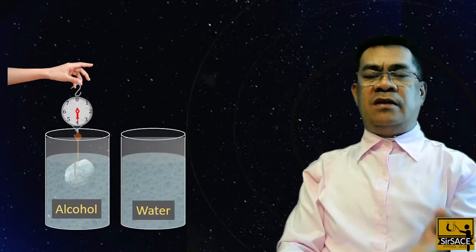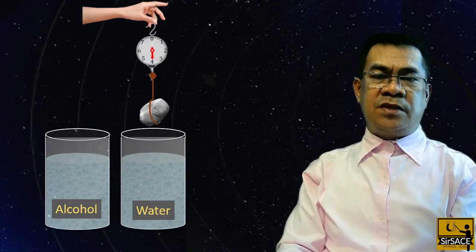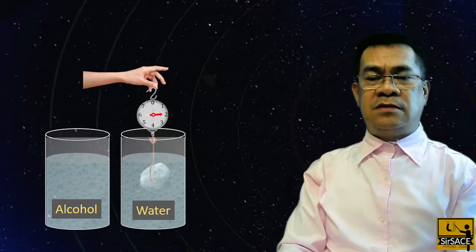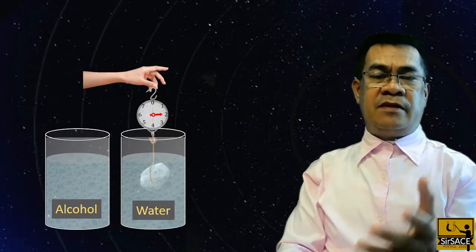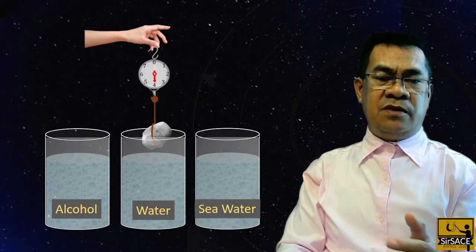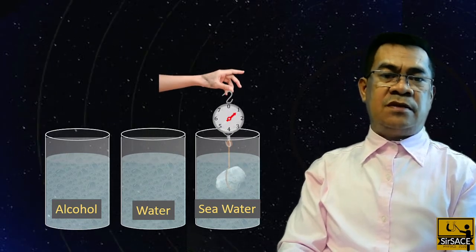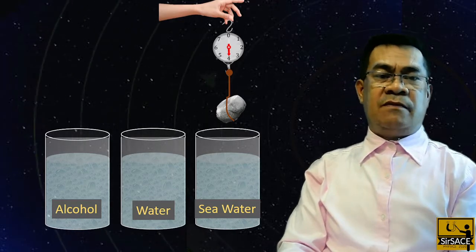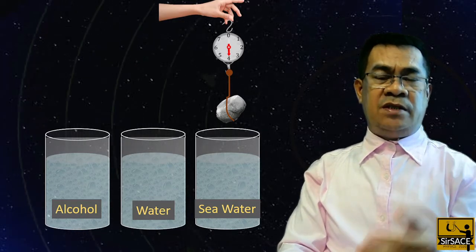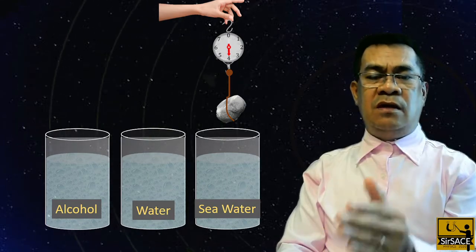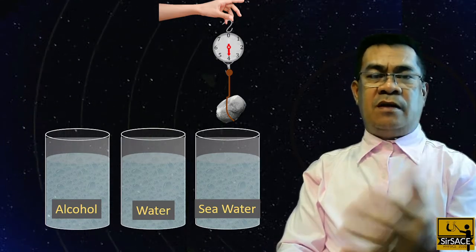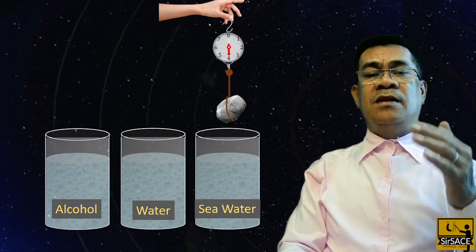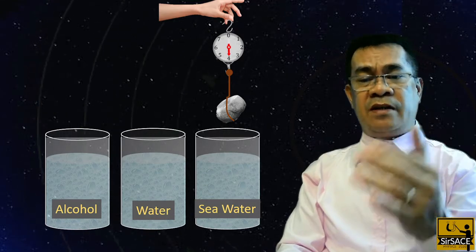If we have another liquid, let us say water, then we have another weight. So different fluids give different weights. If we have seawater, we have another weight. Meaning different fluids give different weights of the stone when we submerge it. So we have the air, the alcohol, water, and seawater. All of them are fluids. So the question now is why? Why is the weight of the material different in different fluids?